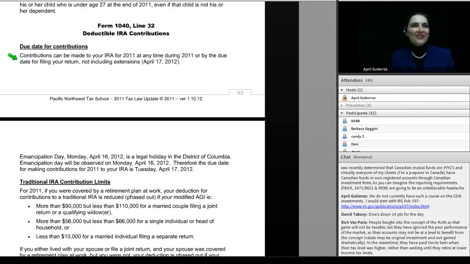This is not unusual. It's been my observation now that April 15th is no longer the filing deadline. It's the day after Emancipation Day is usually the filing deadline, and that's April 17th.